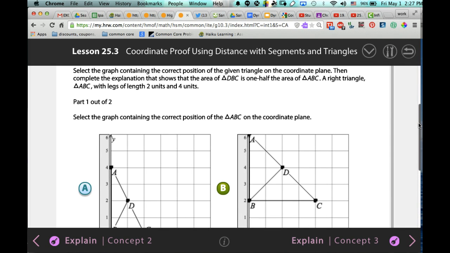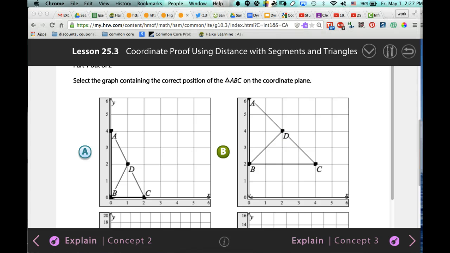So you have to prove that the area of ABC, this whole triangle, is going to be twice as big as the area of this other triangle, DBC. So whatever the area of this triangle is, times 2 is going to be the blue one. And we have to prove that. So let's go ahead and try to do this.